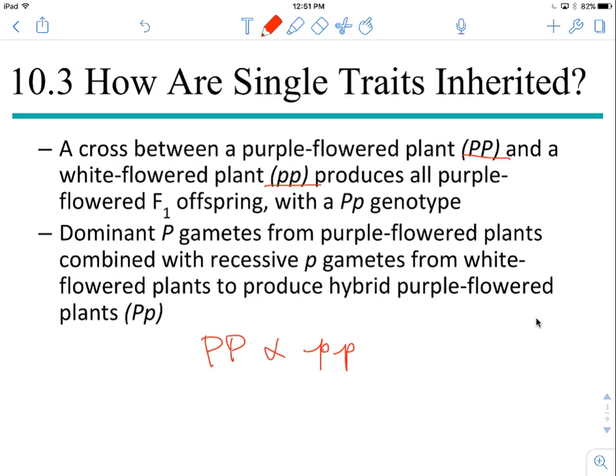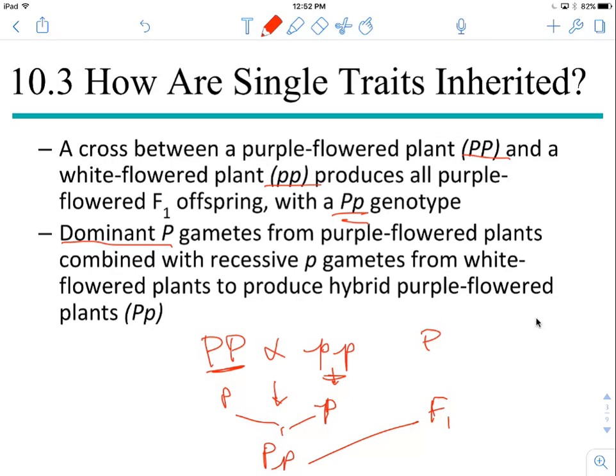this is our parental generation, and the offspring in our F1 generation are all going to have the same genotype. This plant can only produce purple gametes. This plant can only produce white gametes. So if we add our gametes together, we get one of each in our F1 generation. And all of these plants will be purple, because purple is dominant. If the dominant allele is present, it will be expressed, so it masks that white allele.